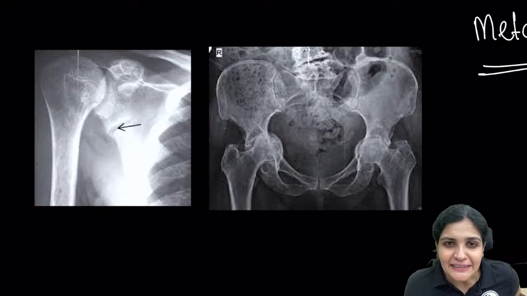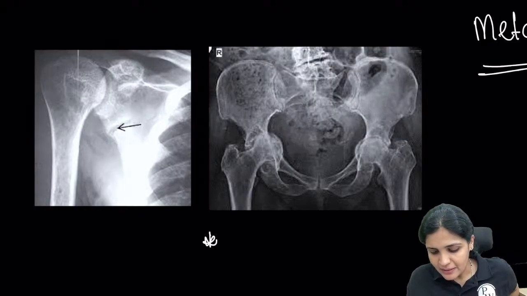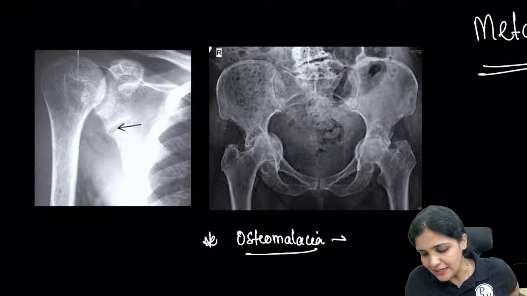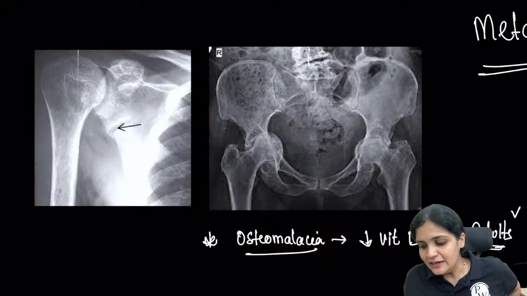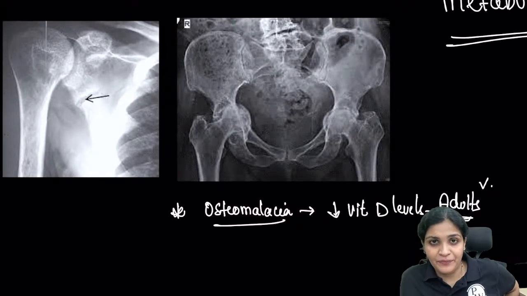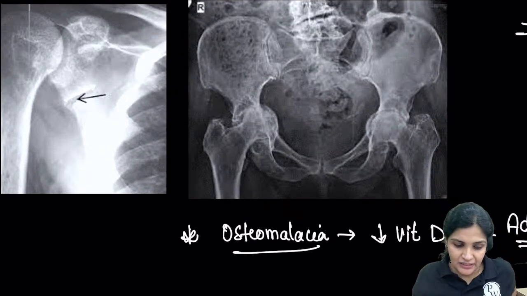So you can see some fractures there. The arrow mark is pointing out at some fracture. You can see or not? Yes, ma'am. This is osteomalacia. So what is osteomalacia? There is decrease in vitamin D in case of adults. Decrease in vitamin D in children is called rickets, and decrease in vitamin D in case of adults is called osteomalacia. Okay, so these are small fractures which are not very important, and these are usually seen in osteomalacia.